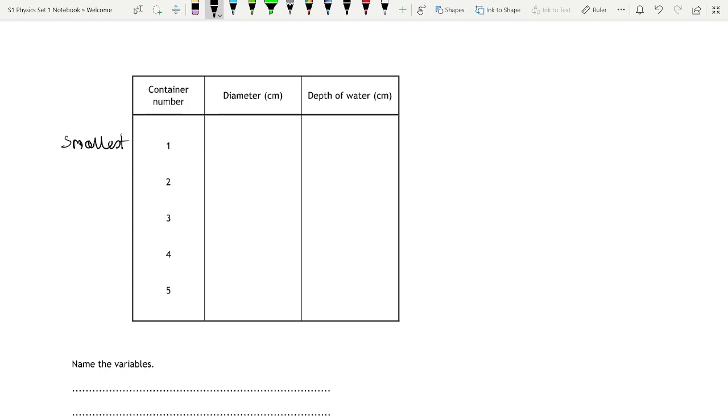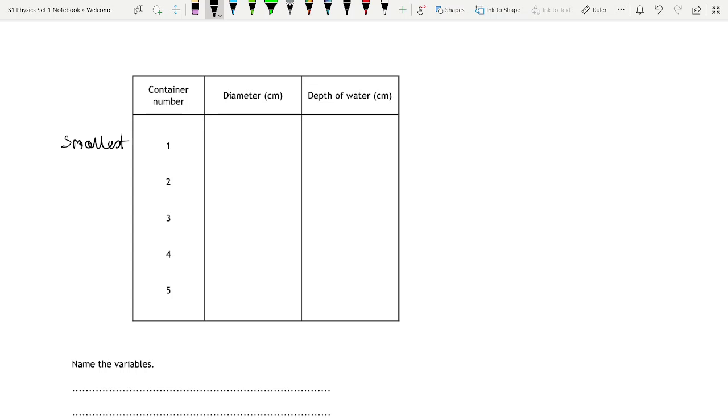So you measure the diameter and the depth of water using a ruler. Don't use a scale, use a ruler. Then you pour it into the next one. Same again. Diameter, depth of water. And then pour it into your final one. So again, diameter, depth of water. So don't use the scales on these. You're just going to be using your ruler to measure the water.